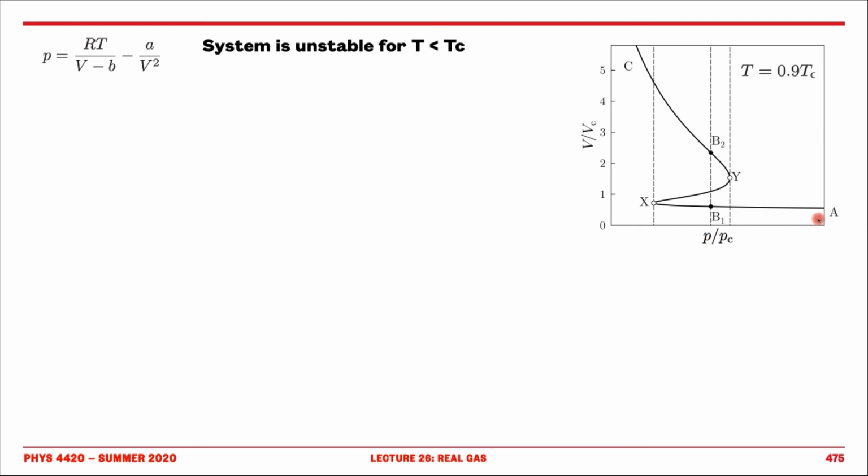And remember what I mentioned to you: some of the isotherms below the critical temperature, which is the case here, right? We are at 90% of the critical temperature. So below the critical temperature, we have this cubic form where we have two values for the volume for a given pressure, right? In fact, all those points where my mouse is moving, all those pressures are going to correspond to two values.